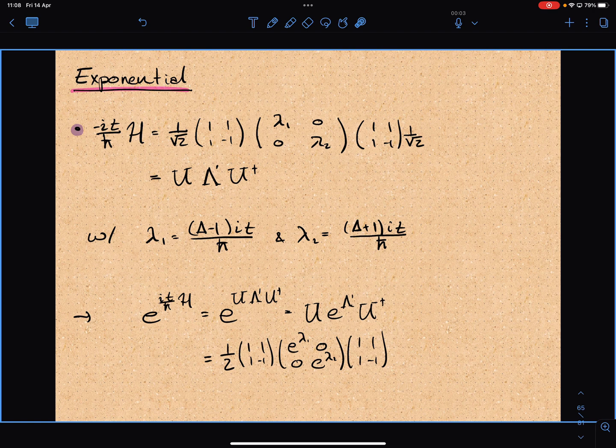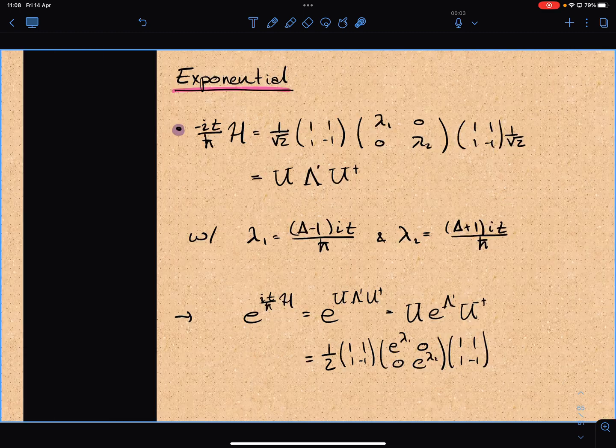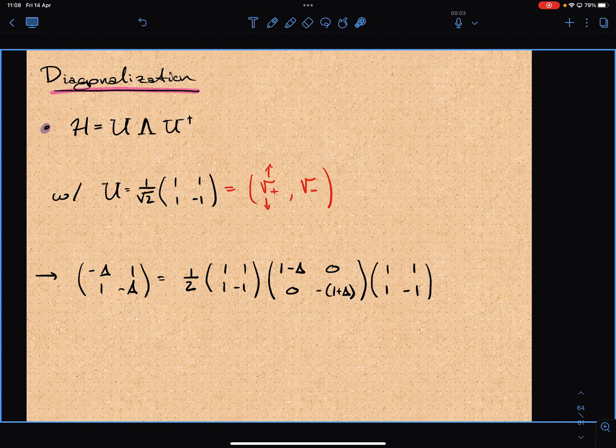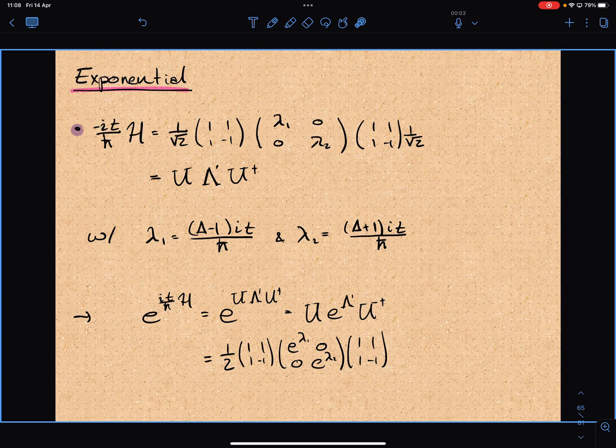And now I'm gonna take the exponential of the matrix. Here, I bring back the it over h bar term, and I distribute it inside the diagonal matrix in the middle. And that's important because we want these to actually be inverses of each other. So I take these numbers and put them in here. And the result is that my eigenvalues are going to be lambda 1 given by this term and lambda 2 given by this term.